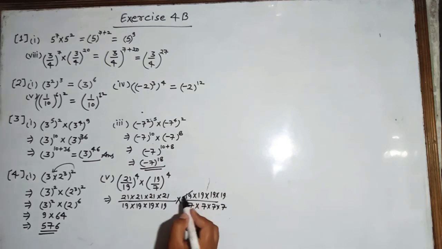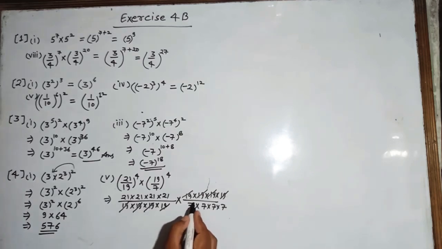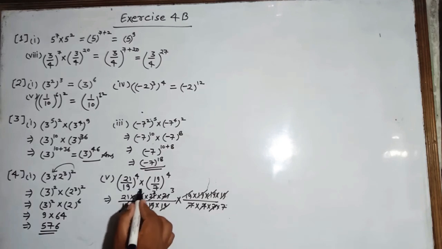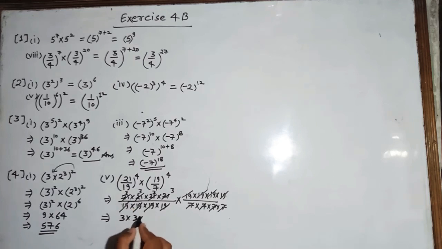Now what you can do, these four 19s cancel out with the four 19s. Now what is remaining here, 7 threes are 21, again 7 threes are 21, and again, four times. So it will be equal to 3 into 3 into 3 into 3, and nothing else. So our answer will be 3 threes are 9 into 3 threes are 9, and 9 nines are 81. So 81 will be our answer.